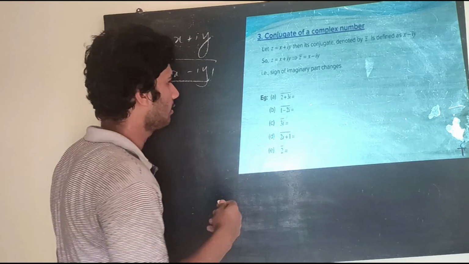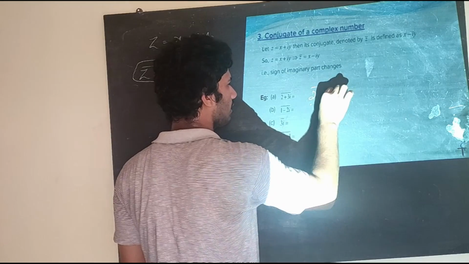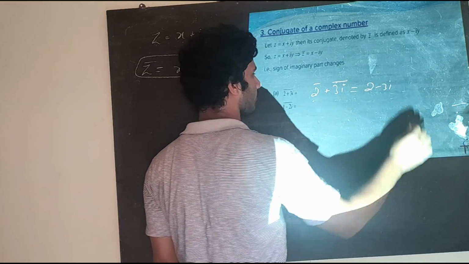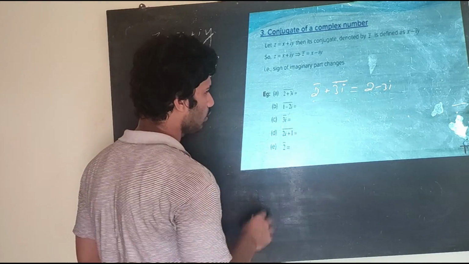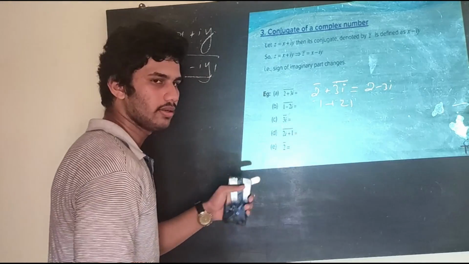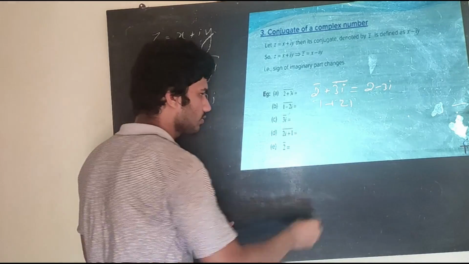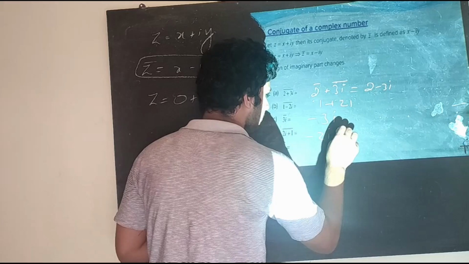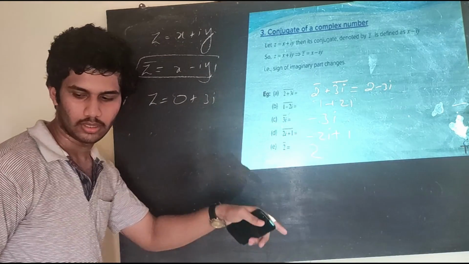Let's have some examples. The conjugate of 2 plus 3i will be 2 minus 3i. Don't touch the real part. The real part will stay the same. And the conjugate of 1 minus 2i will be 1 plus 2i. 3i is actually z equal to 0 plus 3i, so the conjugate of that is minus 3i. And this would be minus 2i plus 1. And this will be 2. 2's conjugate will be 2 only, so it remains the same.